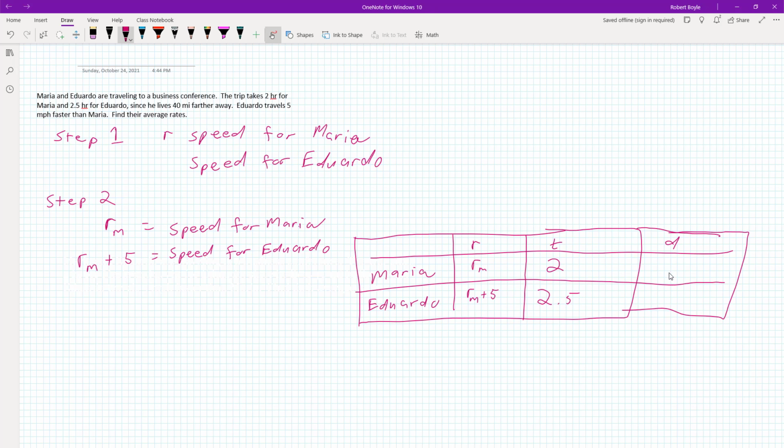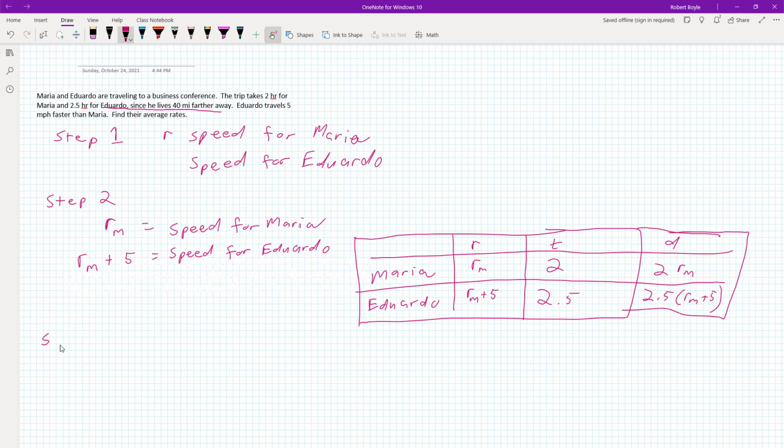And how far did Maria go? Well, she basically went 2 times r sub m, and Eduardo went a distance of 2.5 times r sub m plus 5. Okay, cool. So these are the distances. We know that Eduardo traveled 40 miles farther than Maria.